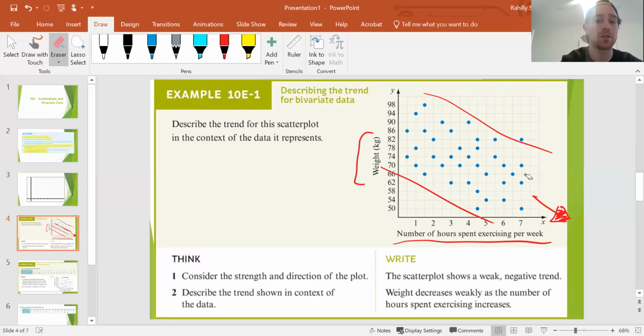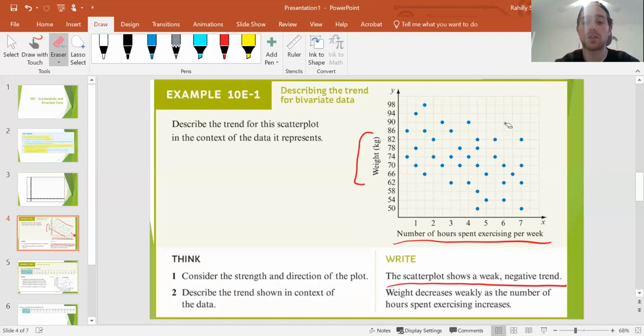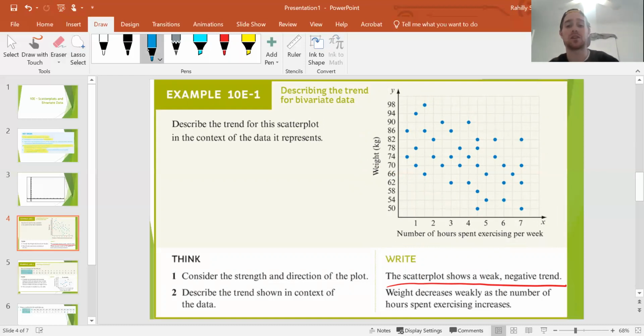So we'll describe that. Consider the strength and direction of the plot. The scatter plot shows a weak negative trend. Okay, so there is a trend that is going downwards, but it's not really clear cut, because there's some that go against it. So the scatter plot shows a weak negative trend.